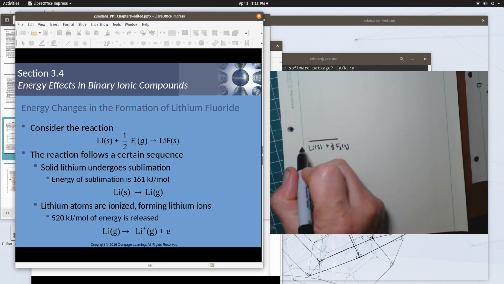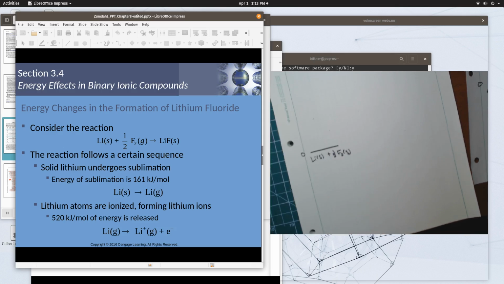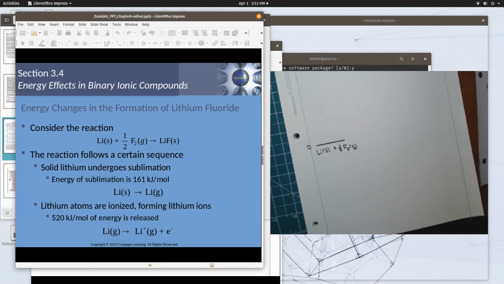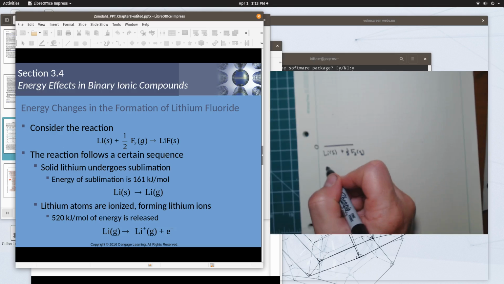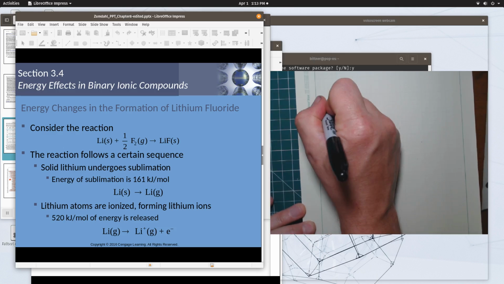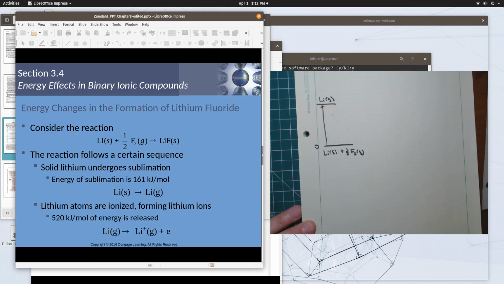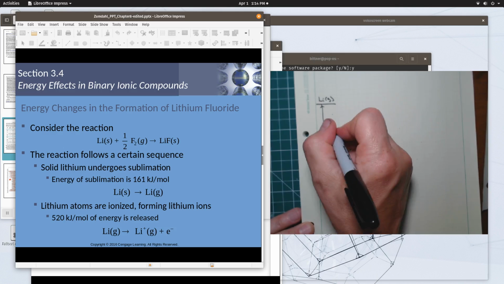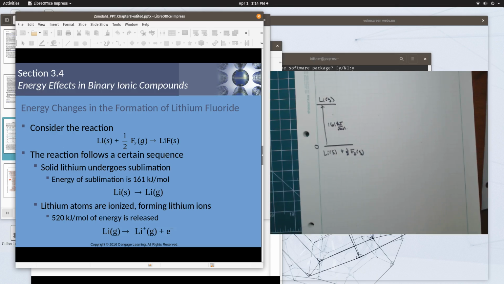Okay, that's our starting point. This is our standard state. Now let's sketch out what all is required to do this. The first thing I need to do is take lithium and sublimate it. We're going to vaporize lithium and put it into the gas phase. So we're just going to take the lithium, and this is now lithium in the gas phase. That process is called sublimation, and that requires 161 kilojoules per mole. Okay? And then I'm going to ionize this, and energy is released.